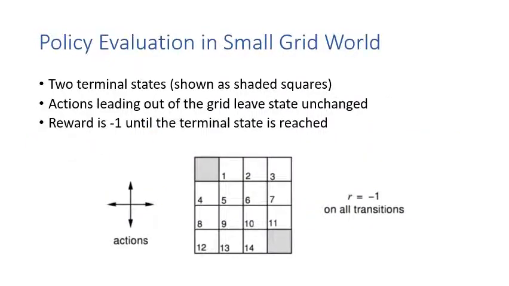Here is an example. This is a small grid world. We have two terminal states. We receive a -1 reward for each state until the terminal state, and an action leading out of the world leaves the state unchanged. So if you accidentally run out of the grid, you will just go back to the original state. We have 4 actions: left, right, up, down, and the rewards on all transitions are -1.